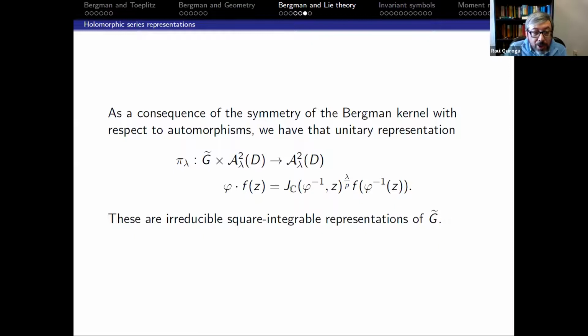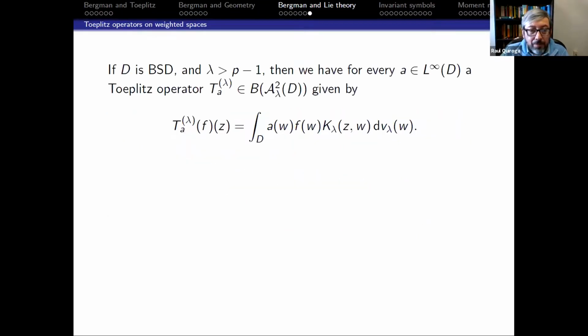So you have a bunch of irreducible unitary representations. And from some point of view, these are all the square integrable representations of G tilde. So independently of studying Bergman spaces, these representations are fundamental for non-compact simple Lie groups. And as Nicolai did with the unit ball, you have a bunch of corresponding Toeplitz operators.